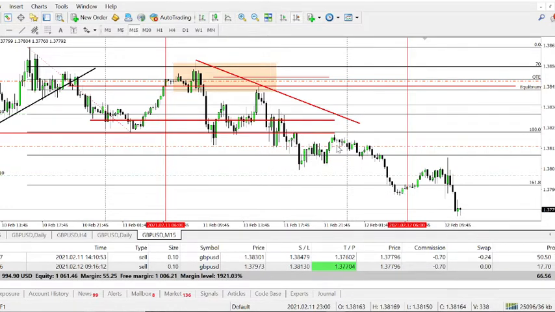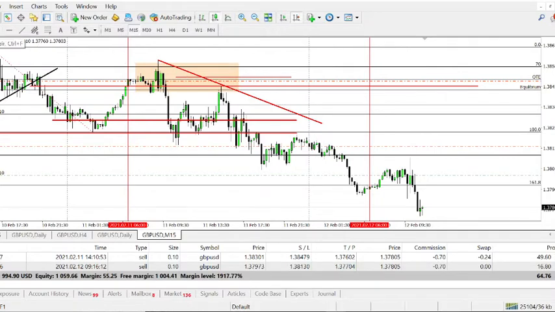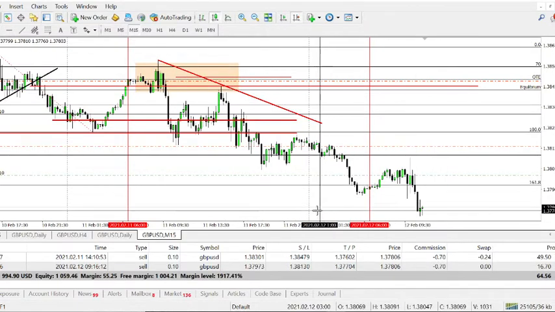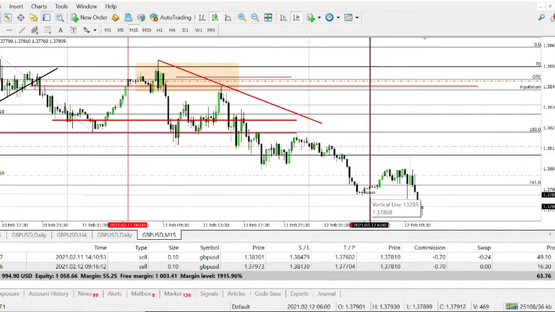So that's one of the strategies of ICT, or Michael Anderson, inner circle trader. So the next day, the same thing happens at 7 a.m. my time.